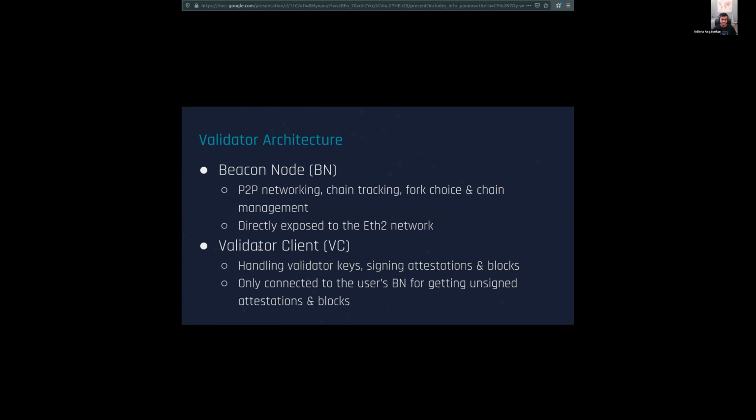The second part is the validator client. This is a rather lighter piece of software. The main responsibilities of the validator client is handling the validator private keys and signing blocks and attestations when it is the correct time. And the validator client is only connected to the staker's beacon node in order to get information about the network, that is unsigned attestations and blocks that the validator client will then sign and publish to the network. So the validator client is in no way connected to the ETH2 network directly.